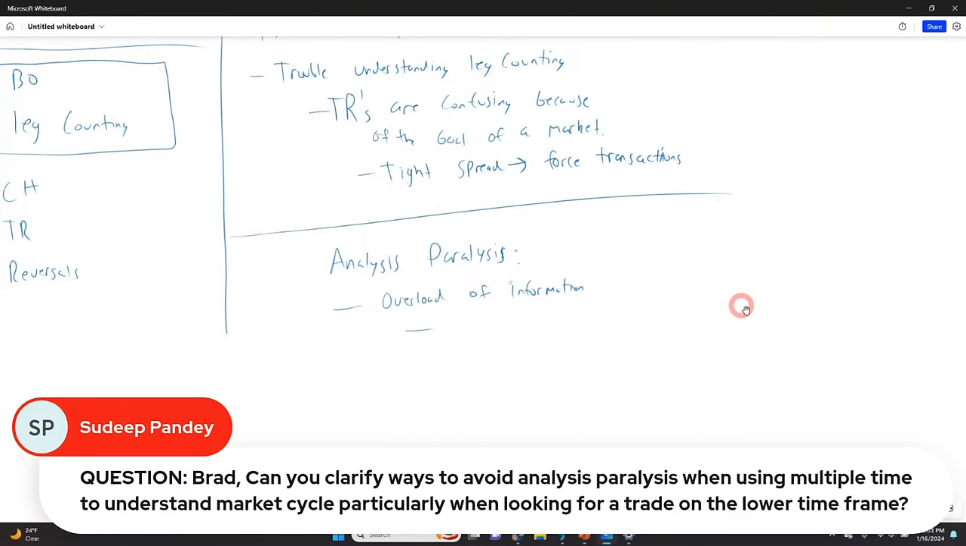The simple answer, 1TF. In other words, one time frame. Easiest way. Now, if you want to understand market cycle with one time frame, do this. If you want to trade a 5-minute chart, plot a 12 EMA on the 5-minute, and that will give you a 60-minute EMA or moving average.